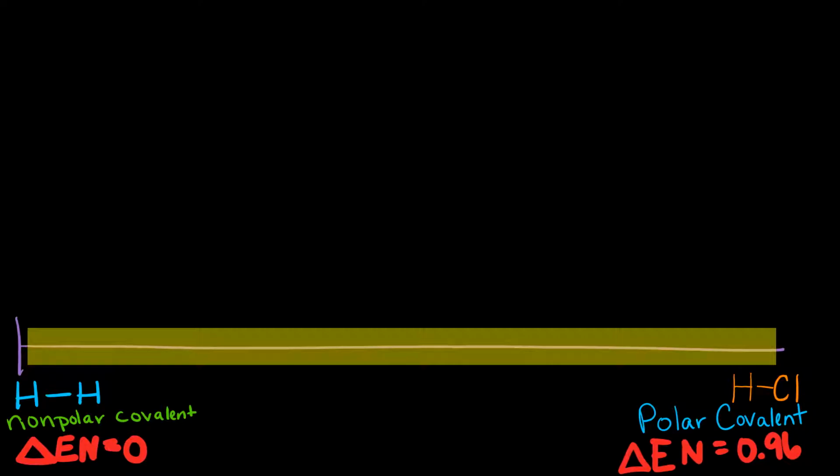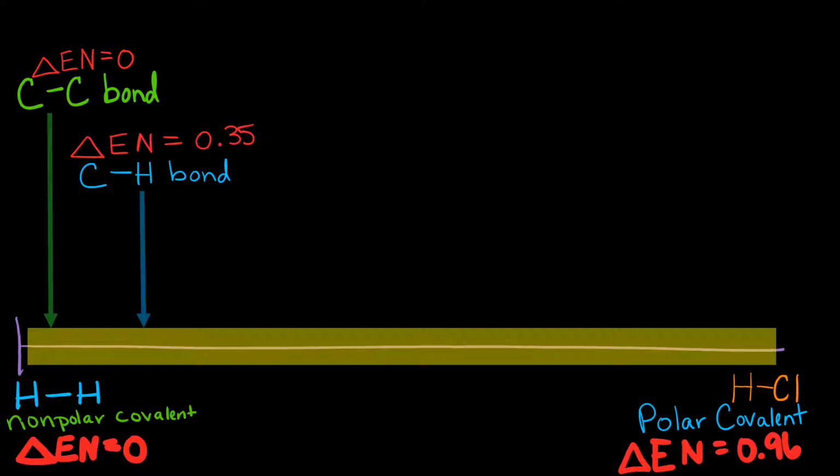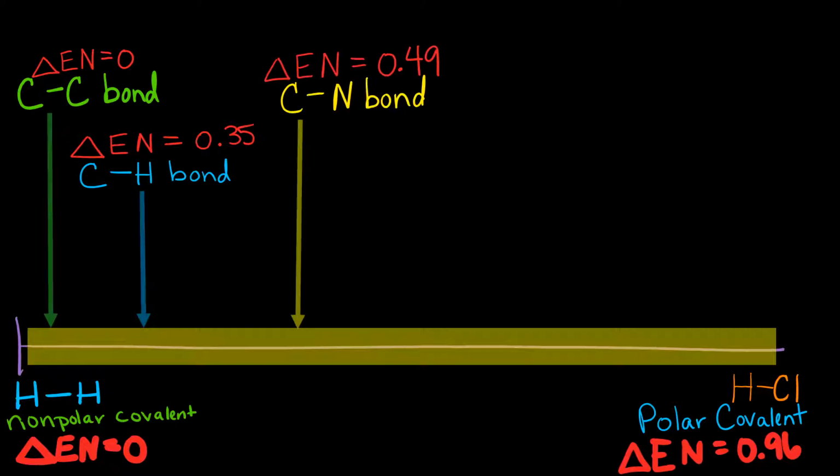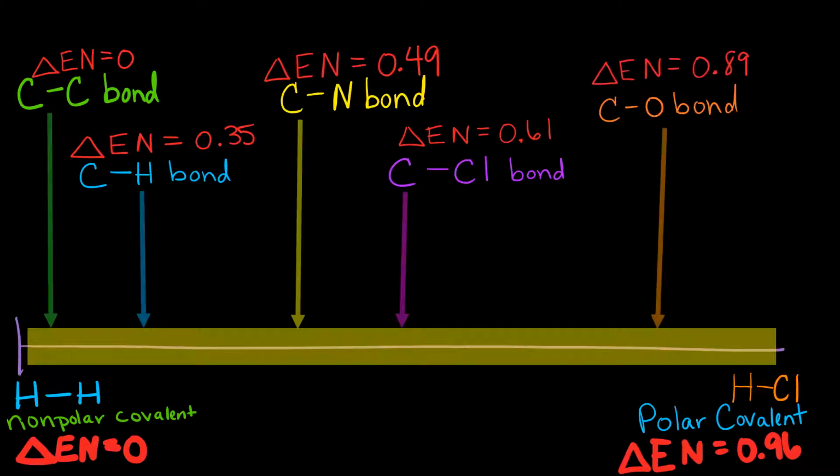To give you some idea of the range of bond polarities that we will encounter frequently this semester, let's look at a few examples of some organic bonds, i.e. bonds to carbon. Obviously, a carbon-carbon bond will have no polar character, as the difference in electronegativity, delta EN, is 0. A carbon-hydrogen bond has a delta EN of 0.35. A carbon-nitrogen bond has a delta EN of 0.49. A carbon-chlorine bond has a delta EN of 0.61. And one of the more polar bonds we will study, a carbon-oxygen bond, has a delta EN of 0.89.